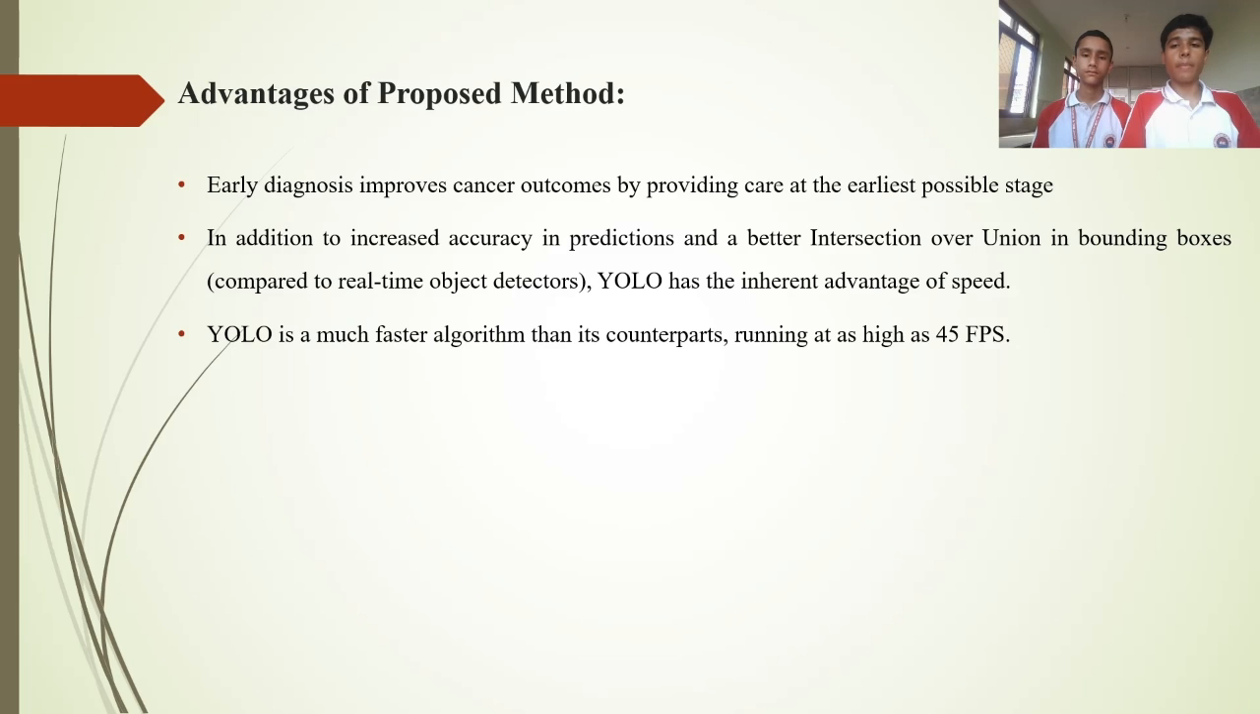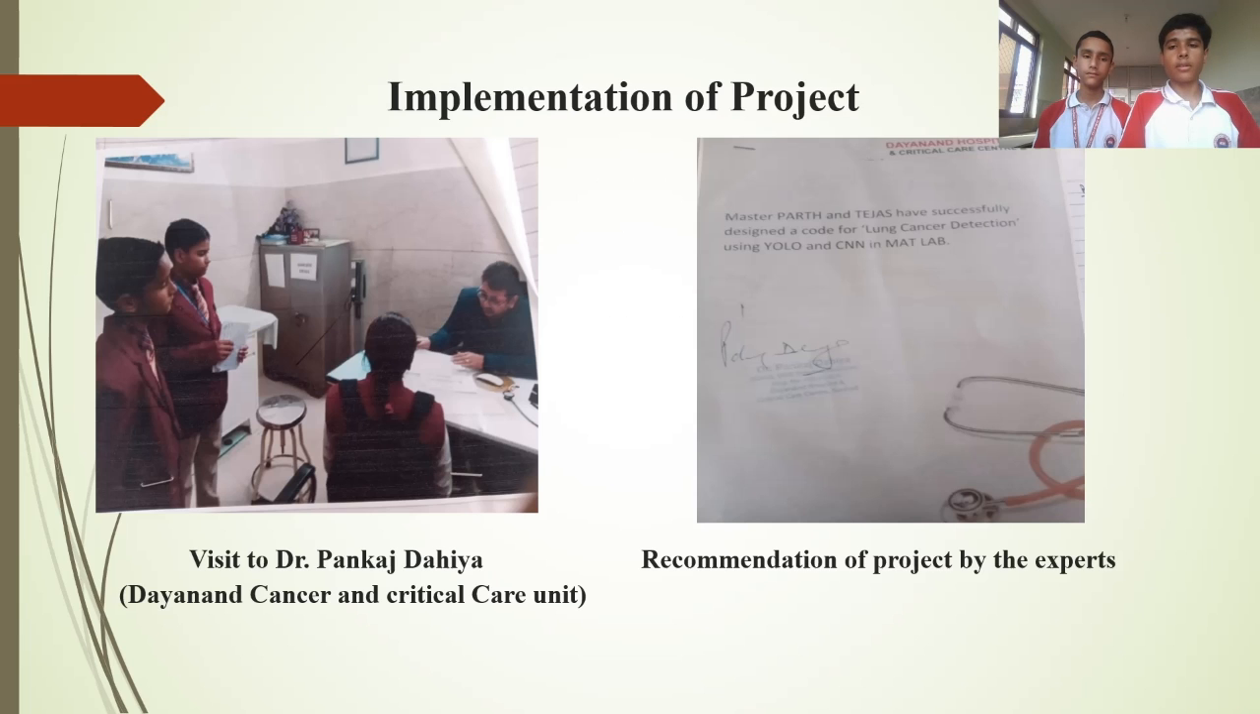improves cancer outcomes by providing health care as early as possible. In addition to increased accuracy in predictions and better intersection over union bounding boxes, compared to real-time object detectors, YOLO has an inherent advantage of speed. YOLO is a much faster algorithm than its counterparts, running at its highest speed, 45 FPS.